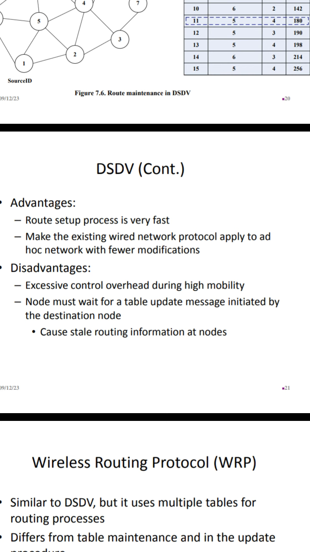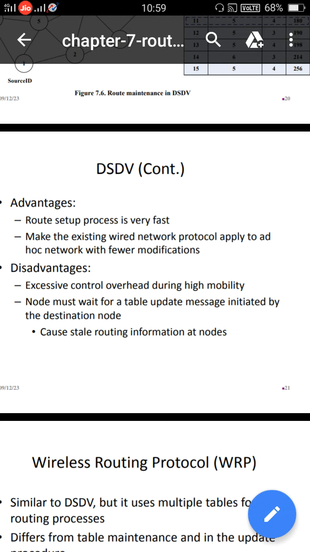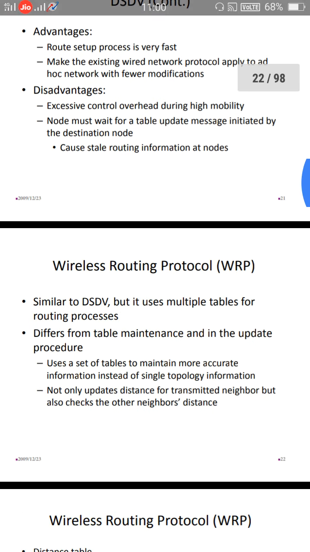Due to moving the nodes from one location to another location, this is an overhead mechanism, and that is a burden, more burden. Another disadvantage is that a node must wait for a table update message initiated by the destination node. So the tables are updated frequently. Why? Because even if one link is broken, the tables are updated. Table updation is initiated by the destination table. So these are the advantages and disadvantages in the DSDV routing protocol.